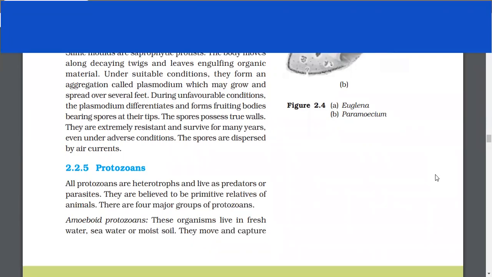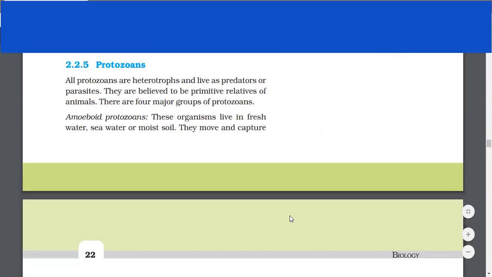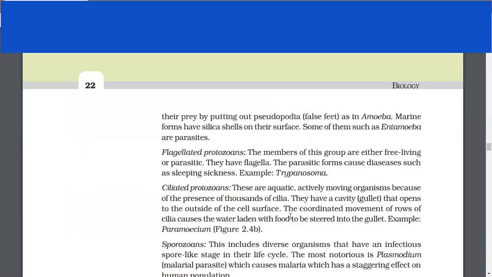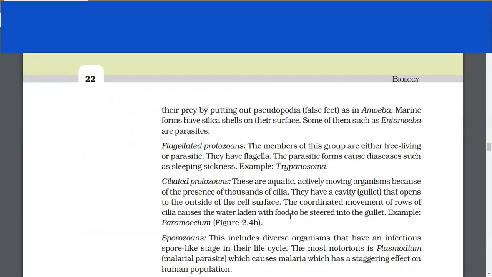Protozoans. All protozoans are heterotrophs and live as predators or parasites. They are believed to be primitive relatives of animals. There are four major groups of protozoans. Amoeboid protozoans. These organisms live in fresh water, seawater, or moist soil. They move and capture their prey by putting out pseudopodia as an amoeba. Marine forms have silica shells on their surface. Some of them, such as Entamoeba, are parasites.